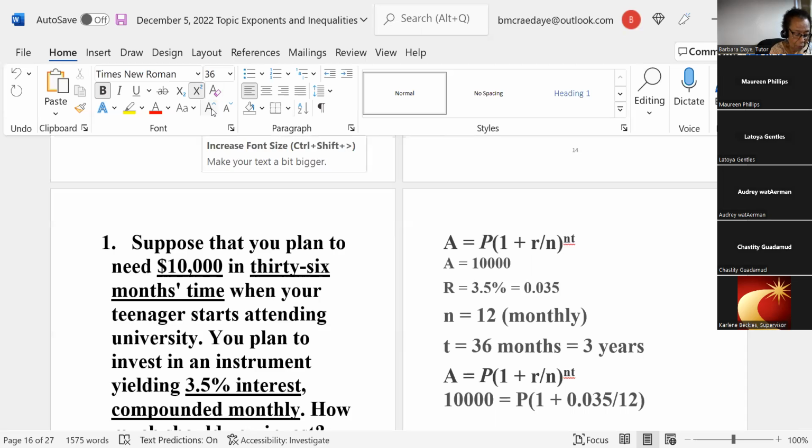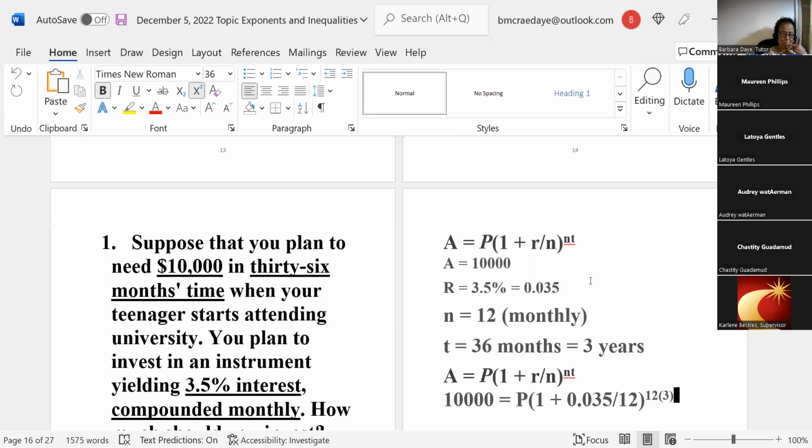times 3. 36. Because that's the time, 3. So if you solve this, you'd solve for P, and P would give you how much you need to invest in order to have 10,000 in 3 years, compounded monthly at a rate of 3.5%.